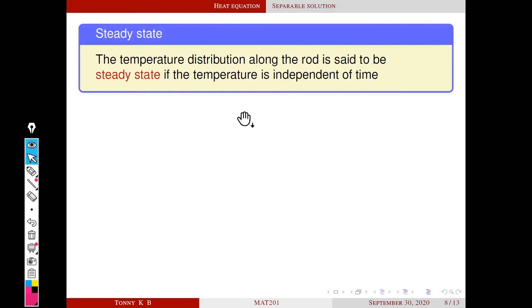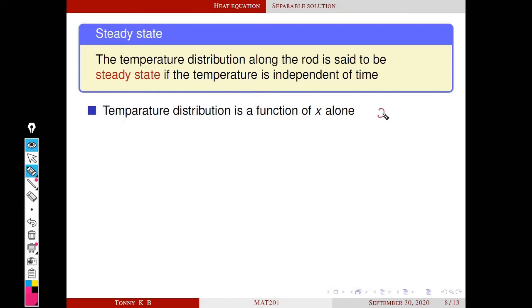A heat system is said to be steady state if the temperature is independent of time. That is, temperature is a function of x alone. That means after the steady state, there is no change in temperature with respect to time. So what about the rate of change of temperature with respect to time? U is constant with respect to time. So its rate of change, that means partial du by dt, what about this quantity? Yes, this becomes 0.